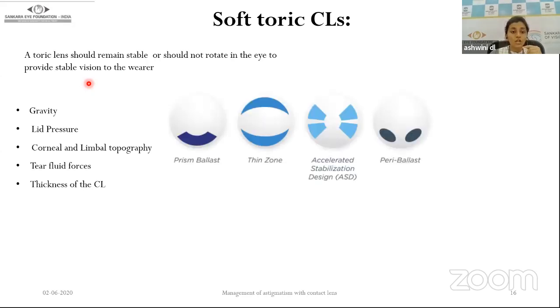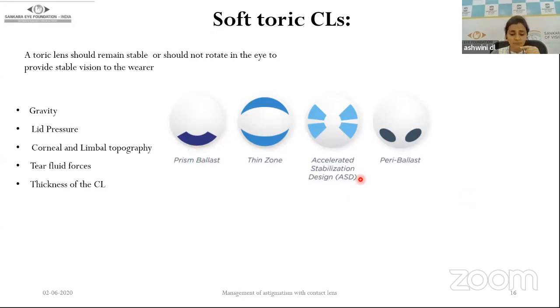To make sure that the soft toric lens is stable on the cornea and over the eye, there are something called stabilization techniques in the soft toric contact lens. In these techniques, a particular part of the contact lens is made thicker, because of which the lens will be stable on the cornea.